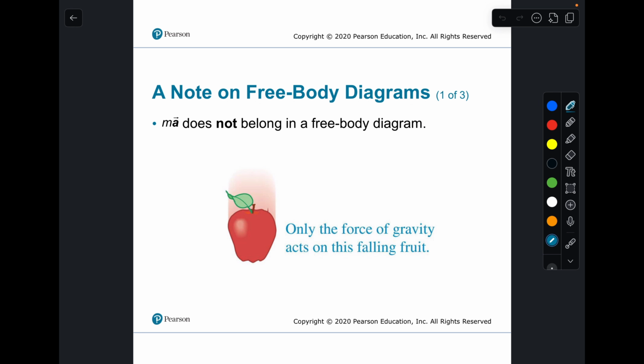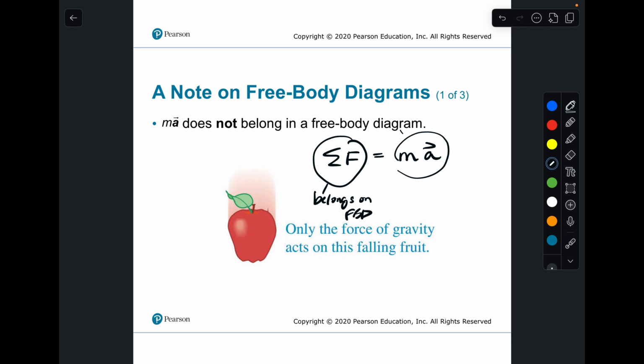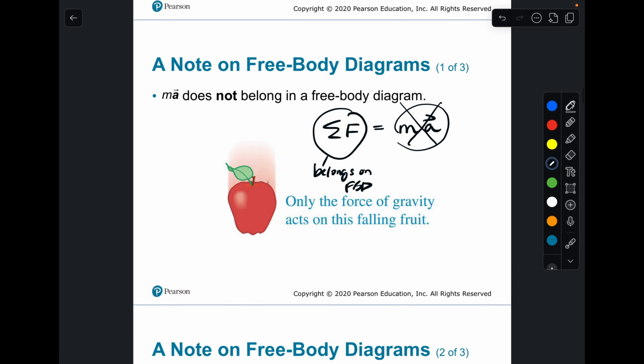Because it's a result of the addition of the forces that are acting on the object, right? So if we add up all the forces acting on an object and it's accelerating, it would be equal to the mass of that object times the acceleration. The forces are what belong on the free body diagram. The right-hand side of Newton's second law does not. This is a result. The result of all the force vectors you do not put on the free body diagram.